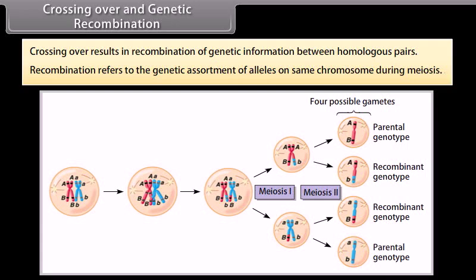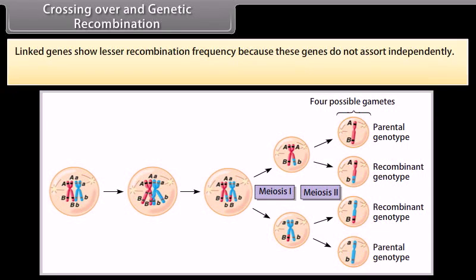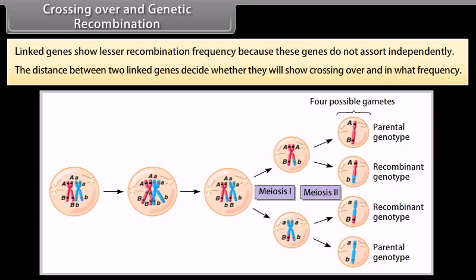Recombination refers to the genetic assortment of alleles on the same chromosome during meiosis. Linked genes show lesser recombination frequency because these genes do not assort independently. The distance between two linked genes decides whether they will show crossing over and in what frequency.